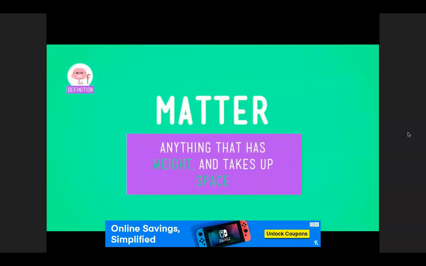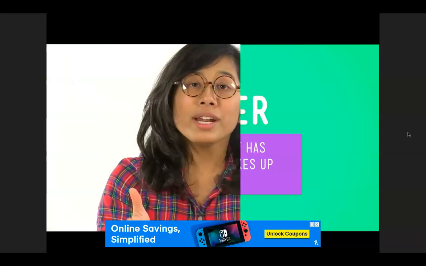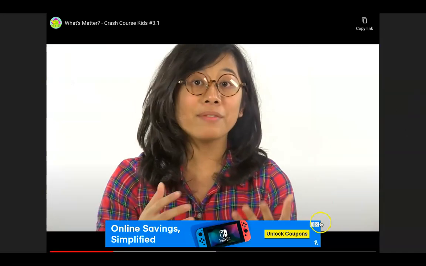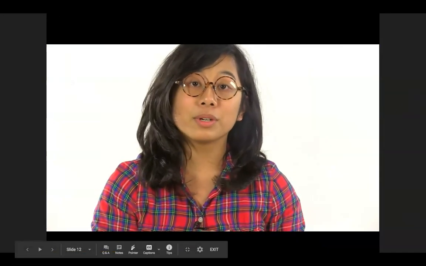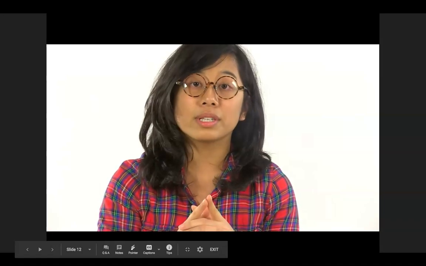The scientific answer is matter is anything that has weight and takes up space. You already know about weight, right? That's just how heavy something is. Like if you've ever been to a doctor's office, the first thing they do is have you stand on the scale so they can measure how much you weigh.